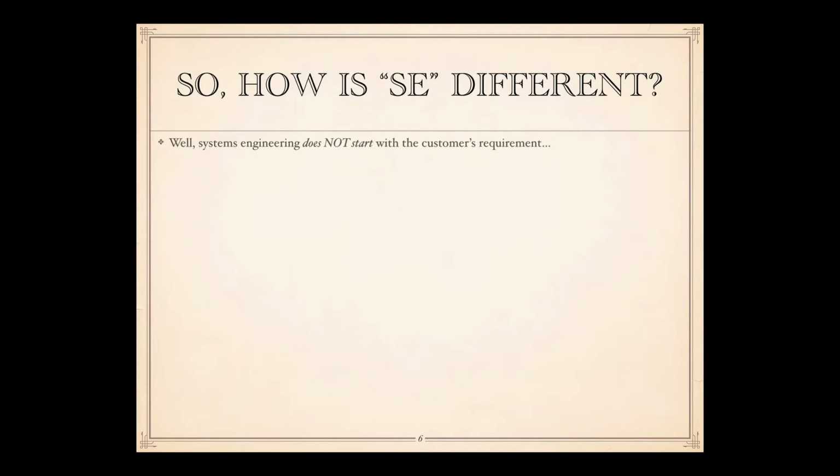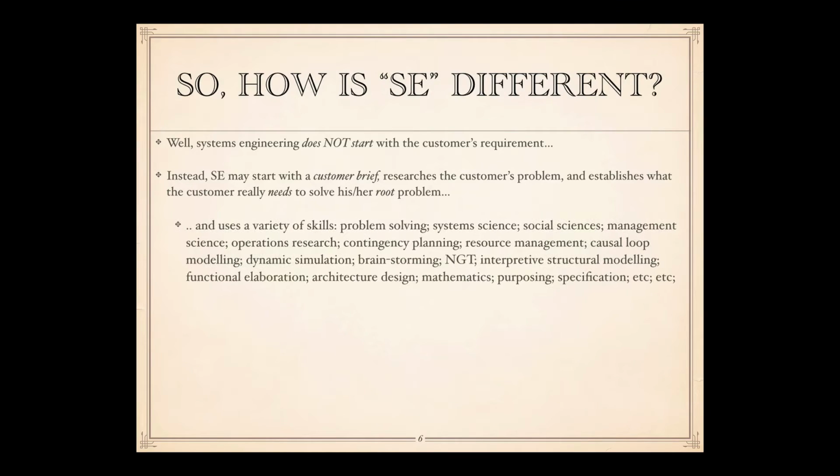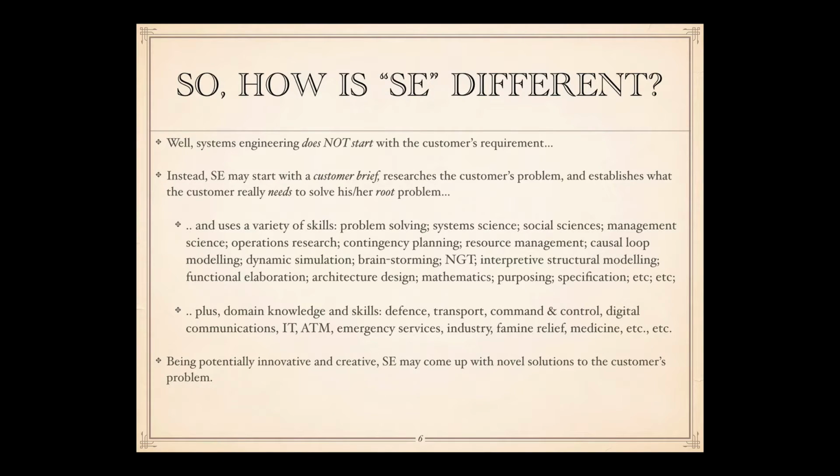So how is SE, systems engineering, different? Well, systems engineering does not start with the customer's requirement. Instead, systems engineering may start with a customer brief, researches the customer's problem, and establishes what the customer really needs, rather than wants, to solve his or her root problem. It uses a variety of skills: problem solving, system science, social science, management science, operations research, contingency planning, resource management, causal loop modelling, dynamic simulation, brainstorming, nominal group technique, interpretive structural modelling, functional elaboration, architecture design, mathematics, purposing, specifications, and so on. Plus, a large chunk of domain knowledge and skills.